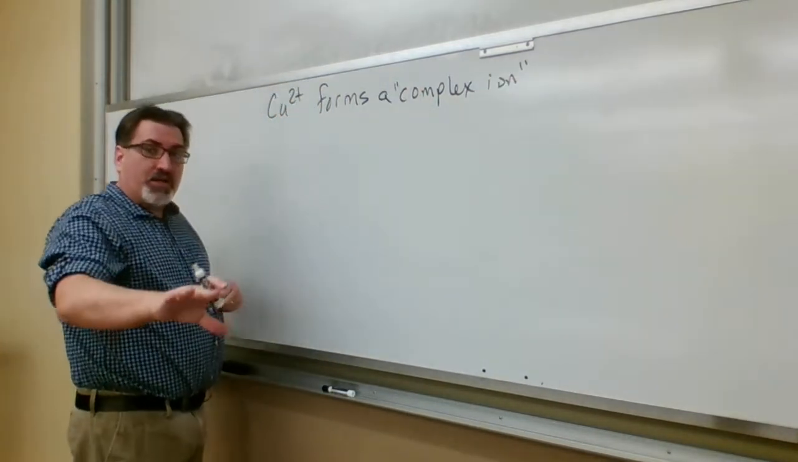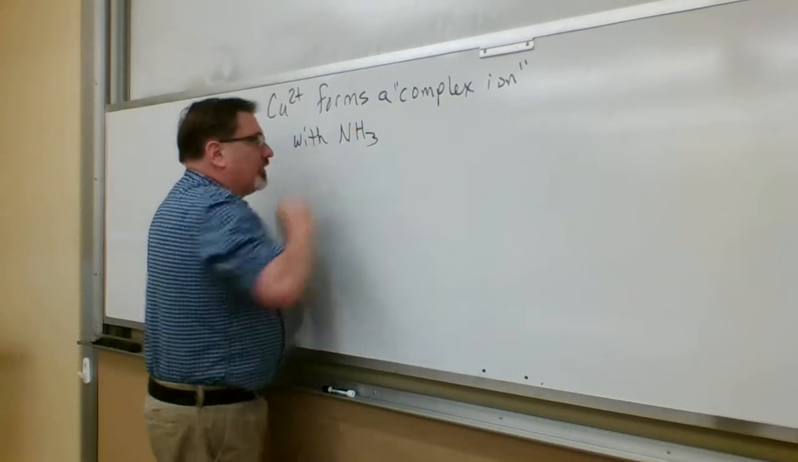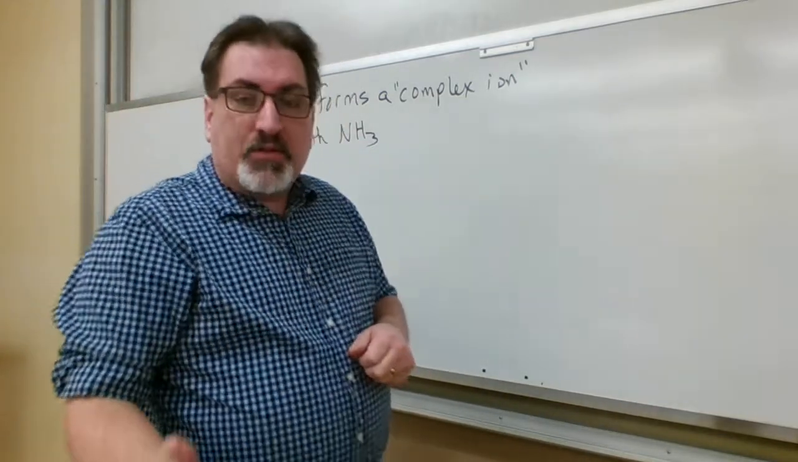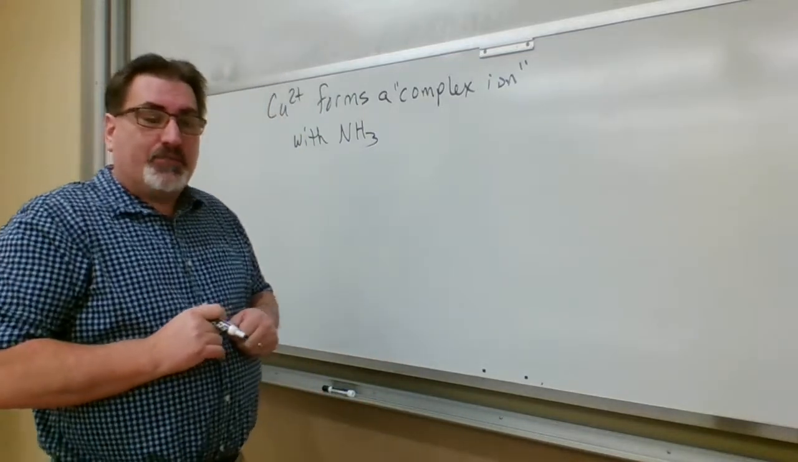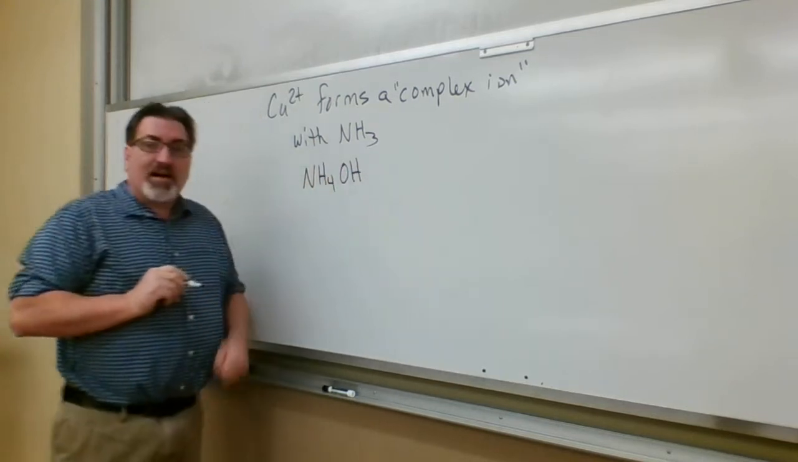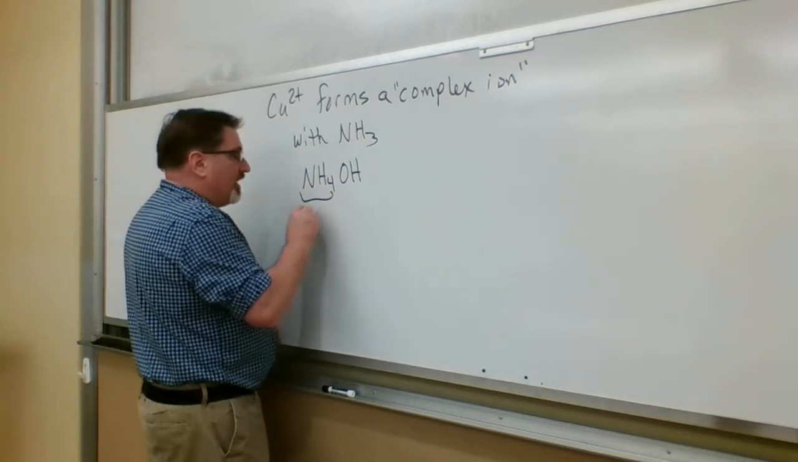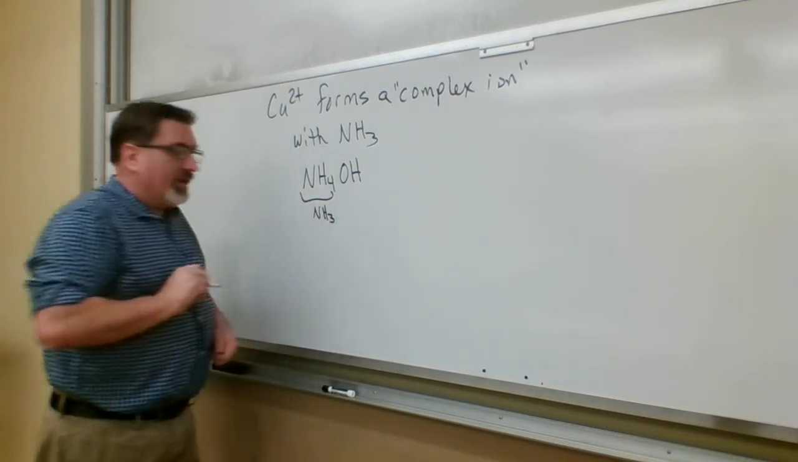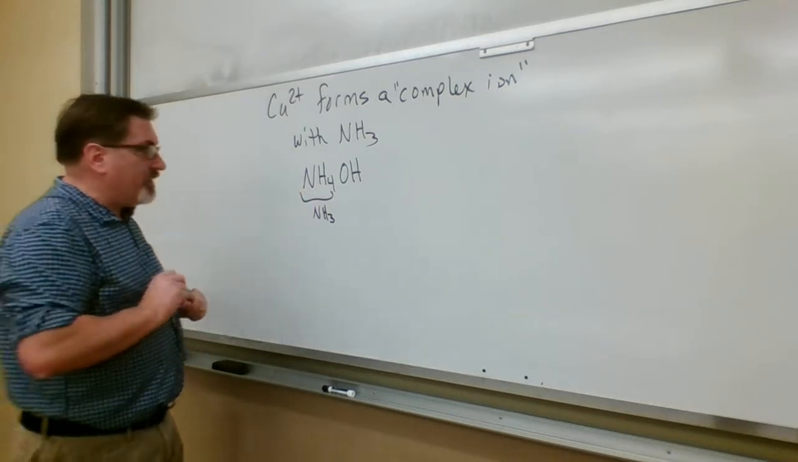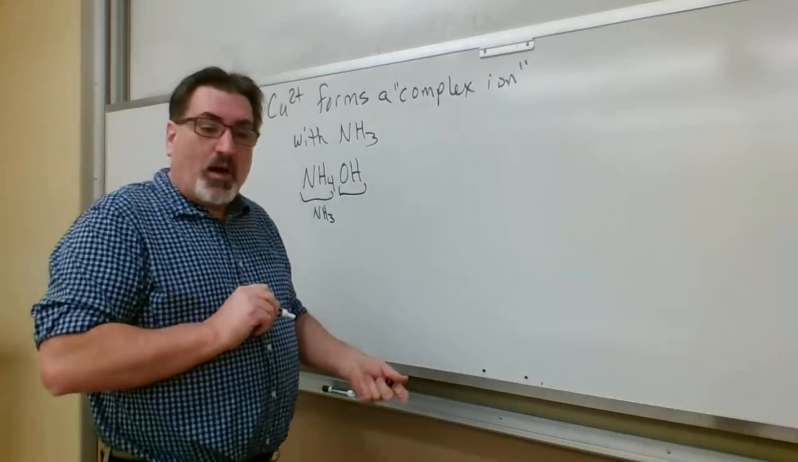In this case, I'm going to show you a demo here in a second. It's going to form a complex with NH3 or ammonia. So I've got a copper solution and we're going to add ammonium hydroxide to it. Ammonium hydroxide is the base form of ammonia. So we have NH3 in the solution, NH4 plus because that's a conjugate acid base pair, and we also have hydroxide ions. All three of these are present in solution in pretty good quantity.